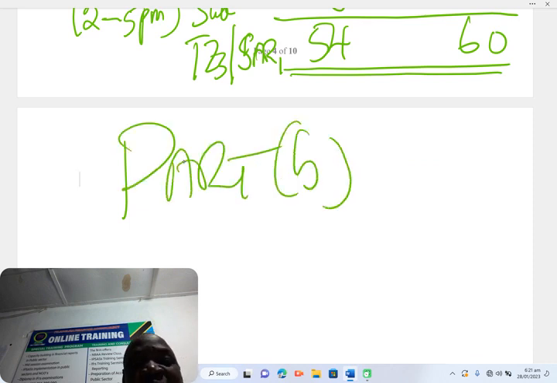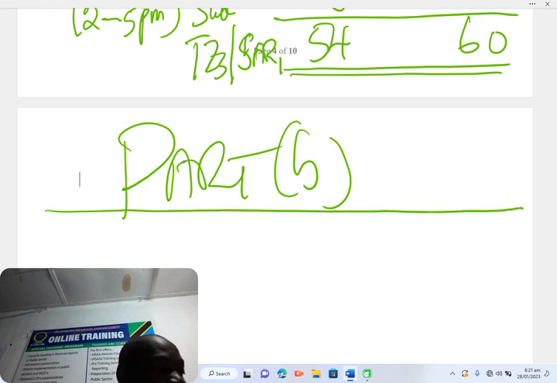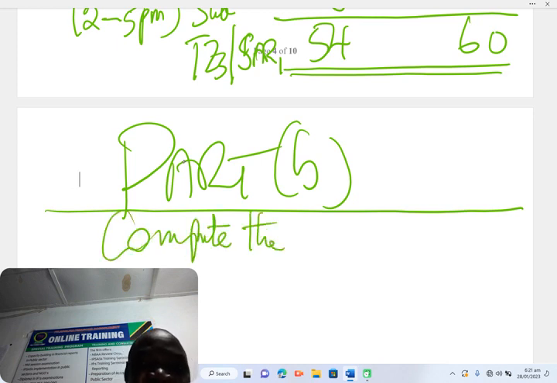What is in part B? Part B says, what is the amount of cash flow in the other currency in each case? So compute what? Compute the cash flow. So we have been given how many transactions?